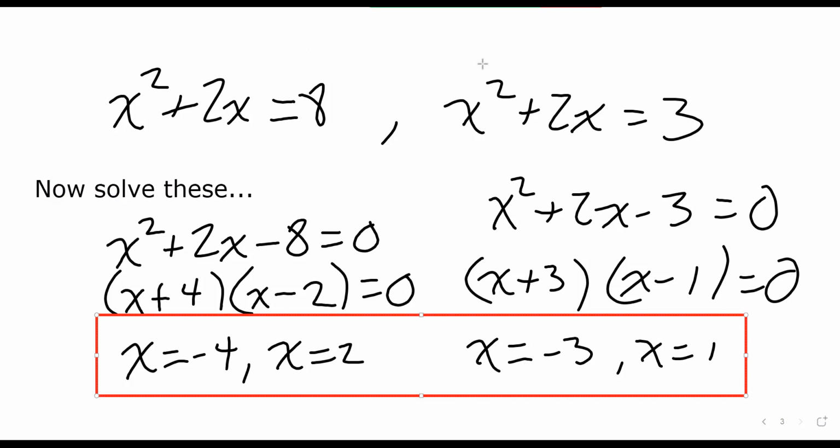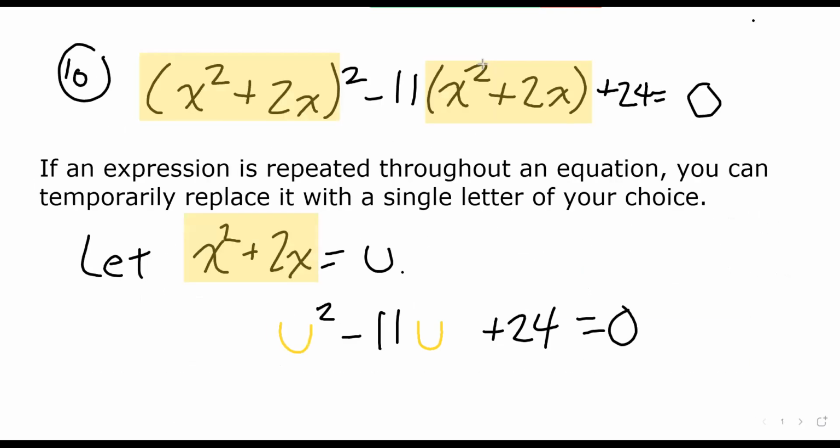You would type -4, 2, -3, 1. But the main reason I wanted to go through this one is how it began way back at the beginning. You could clearly see that the parentheses showed up twice.